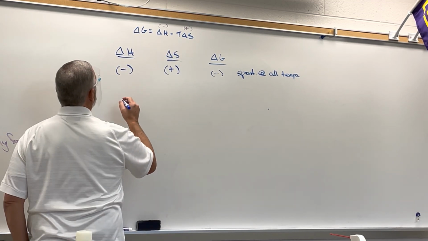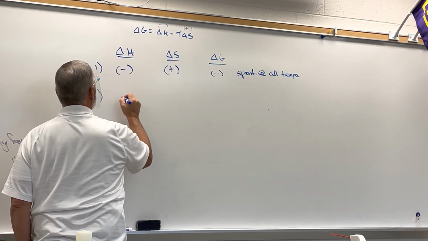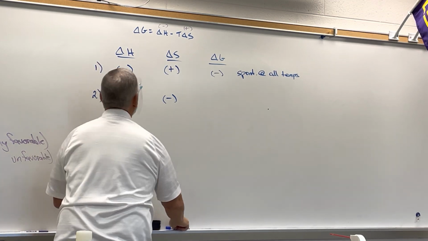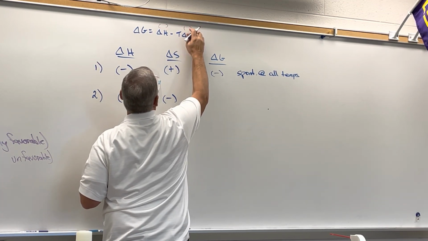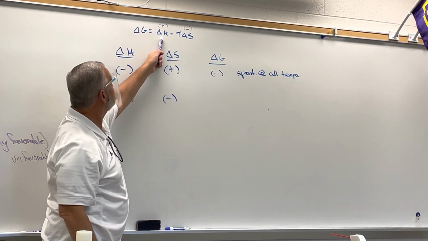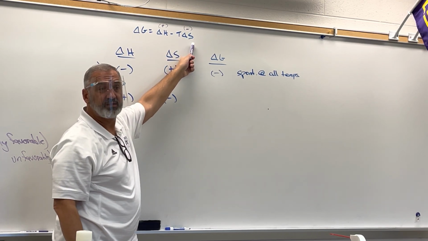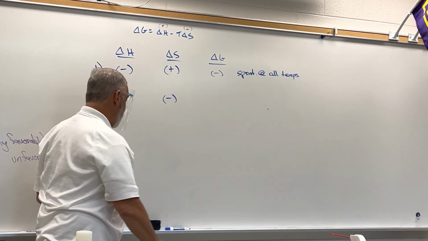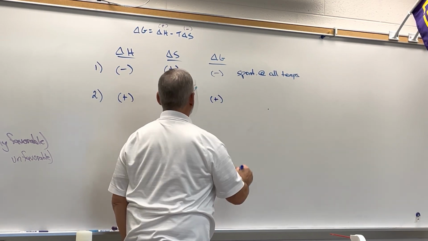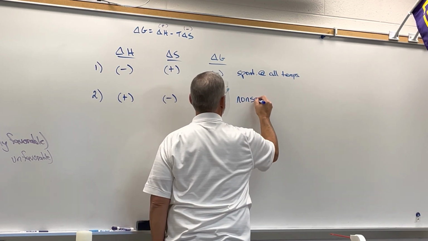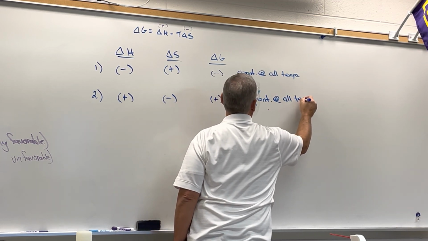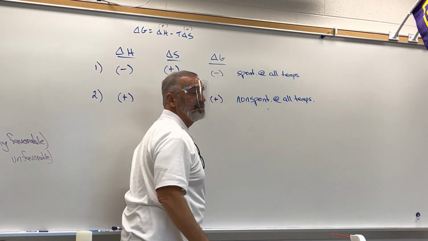So what if we reverse that? We go positive and negative. So now, if I'm looking here at positive and negative, positive minus a minus, what's the only sign? Positive. So what would that tell me? It's non-spontaneous at all temperatures. Doesn't matter what the temperature is, there's no way to get a negative delta G.